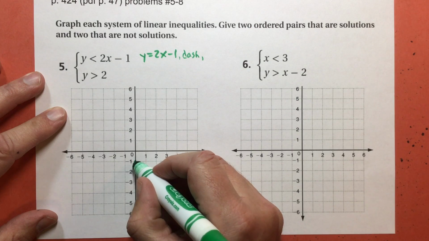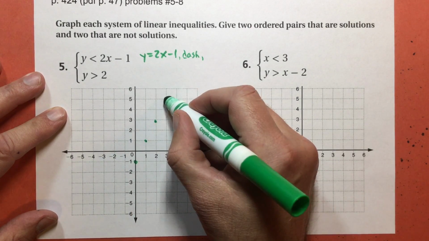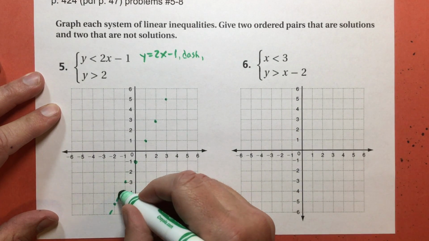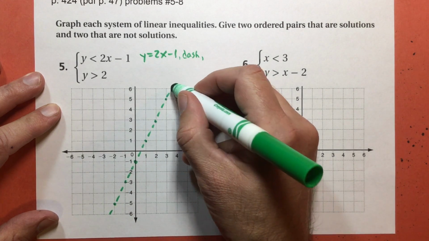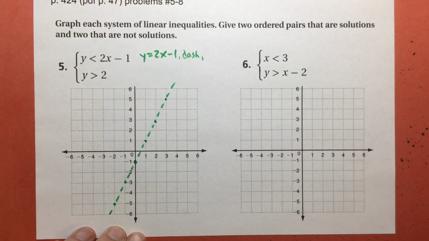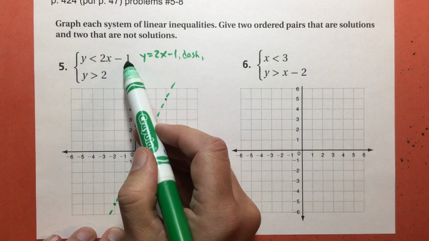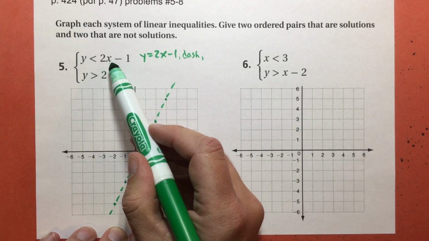My y-intercept is -1 and my slope is 2. So that goes here, here, here, like that. And I'm going to draw my dashed line through those points. Do I shade above or below it? Let's try 0, 0. 2 times 0 is 0. 0 minus 1 is -1. Is 0 less than -1? No, it's not. 0 is more than -1.